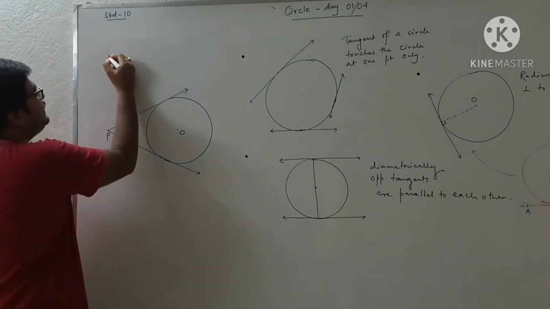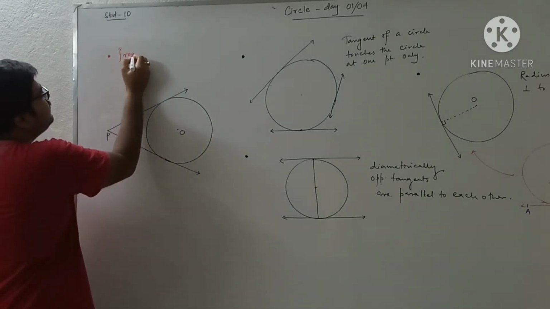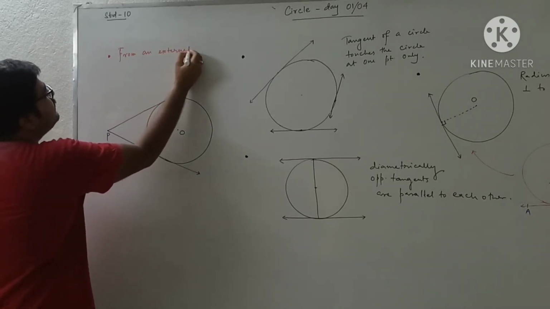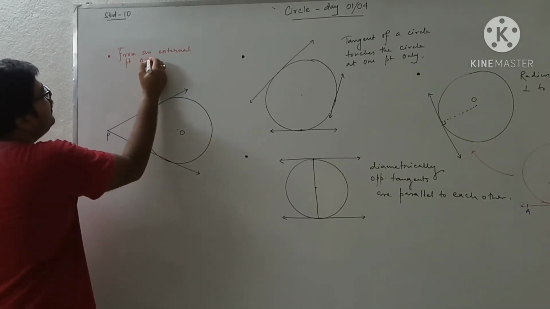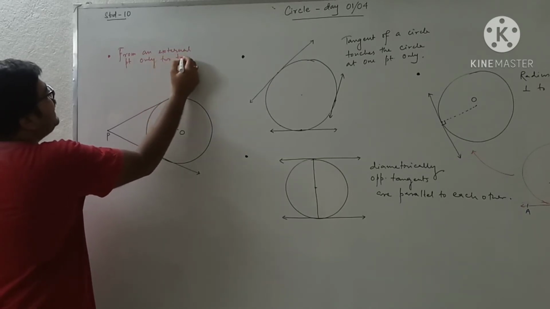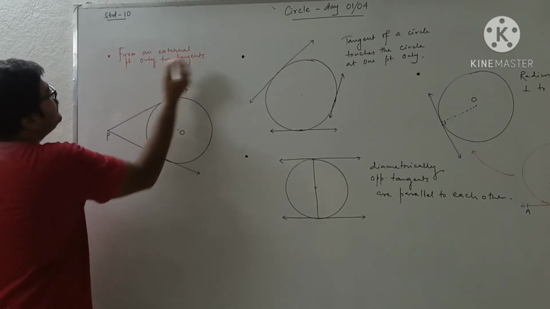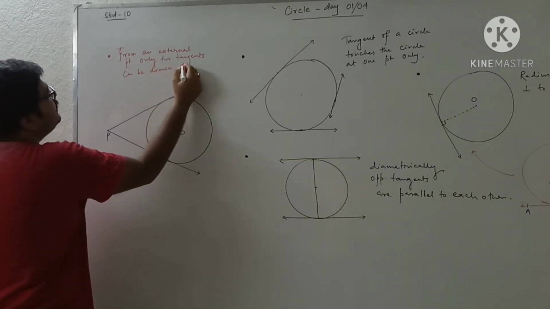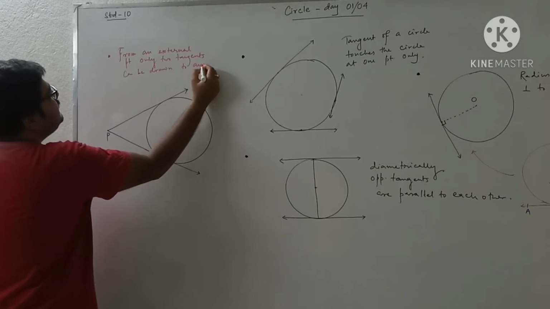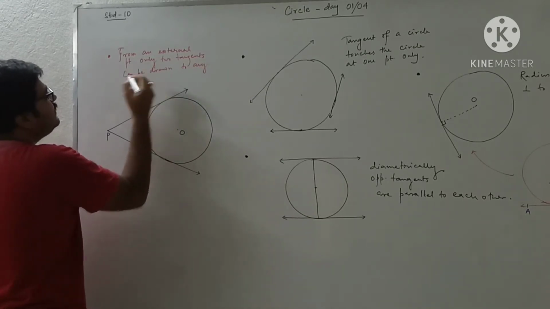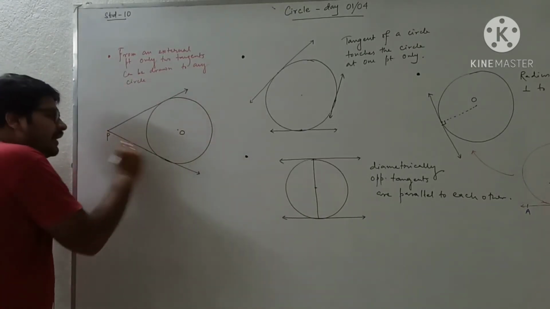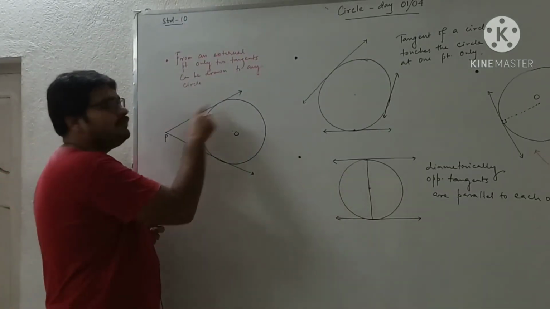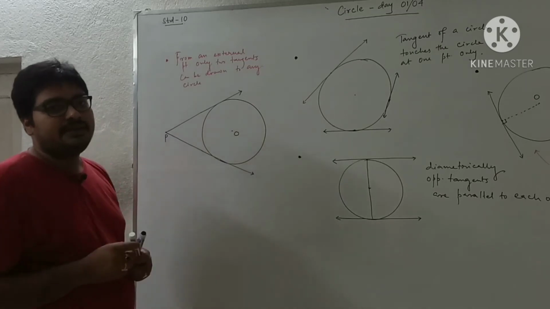So we can write here, from an external point, only two tangents can be drawn to any circle. So from an external point, you can draw only two tangents, not more than that. Only two tangents you can draw from an external point to any circle.